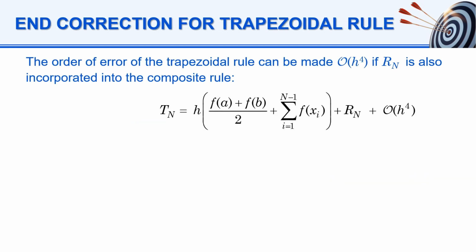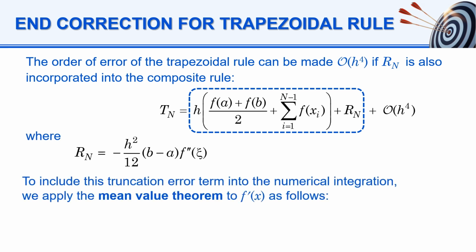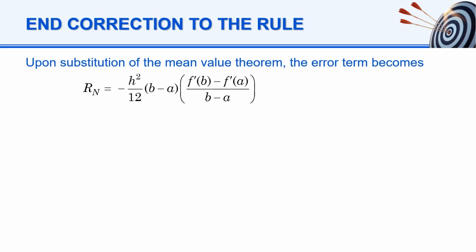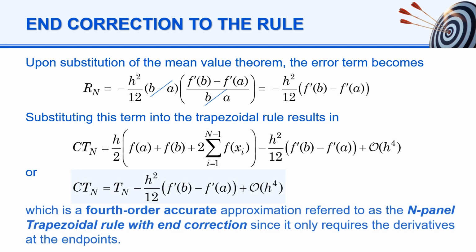The order of error of the trapezoidal rule can be made fourth order if the error, Rn, is also incorporated into the composite rule. To include this truncation error term into the numerical integration, we apply the mean value theorem to the first derivative of f as follows. Upon substitution of the mean value theorem, the error term becomes the following. Substituting this term into the trapezoidal rule results in the following expression, which is a fourth-order accurate approximation referred to as the n-panel trapezoidal rule with incorrection, since it only requires the derivatives at the endpoints.